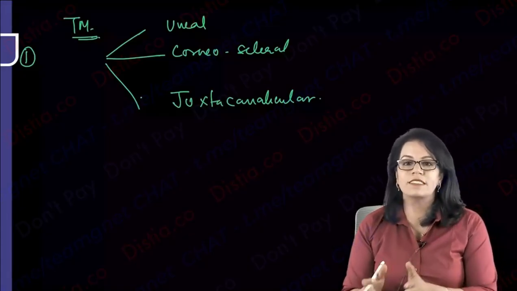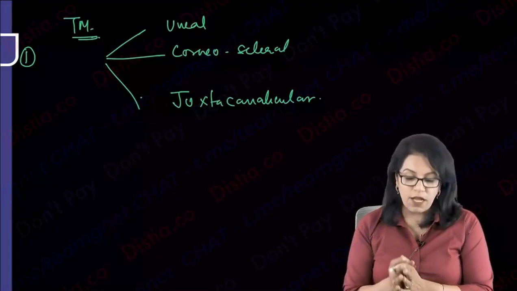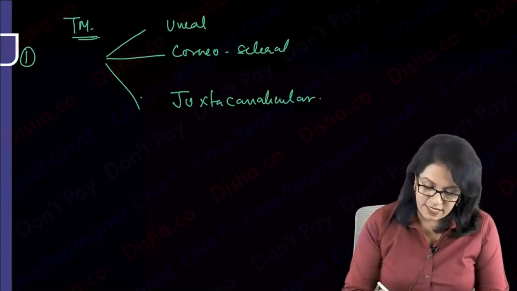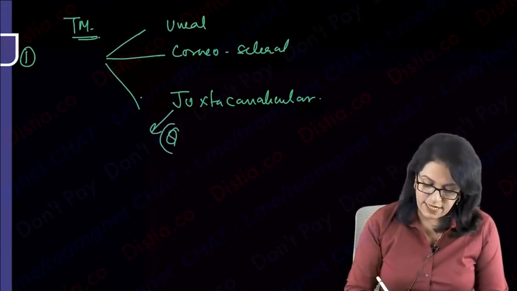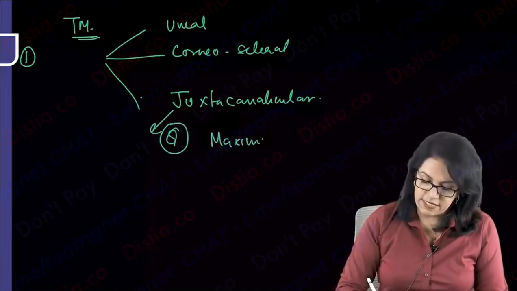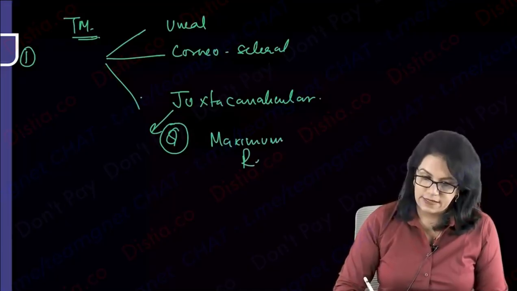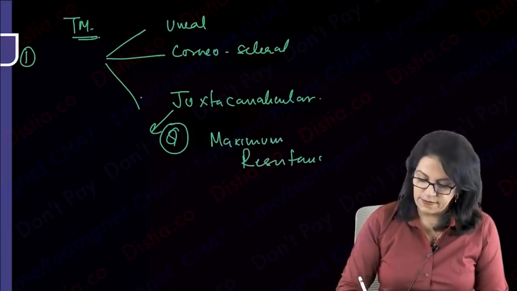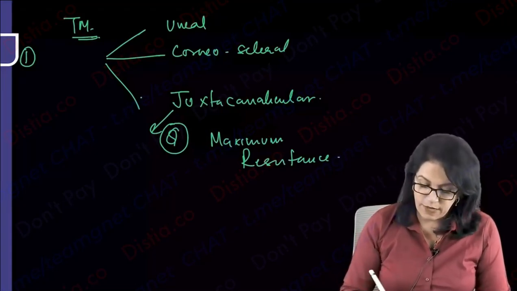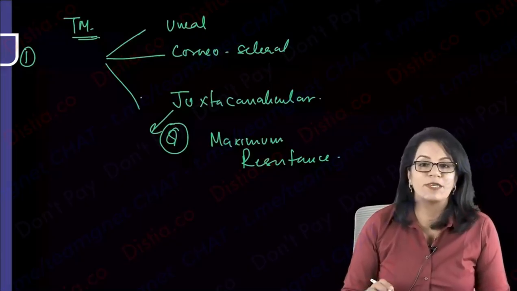Open angle, it is a blockage in the trabecular meshwork. Now our question is, which part of the TM will cause maximum resistance? Please remember, it is juxtacanalicular. This causes maximum resistance. Okay? So maximum resistance is caused by the juxtacanalicular trabecular meshwork.